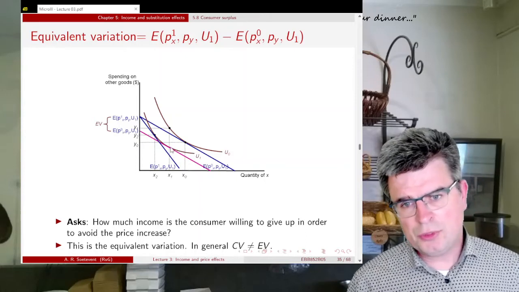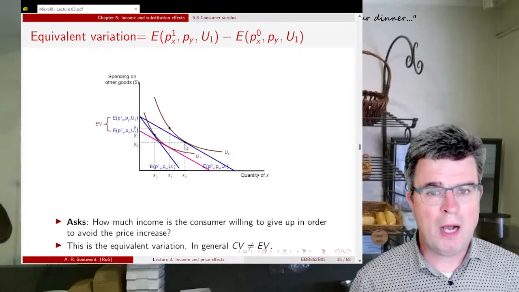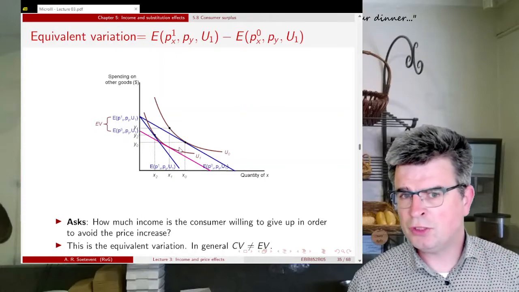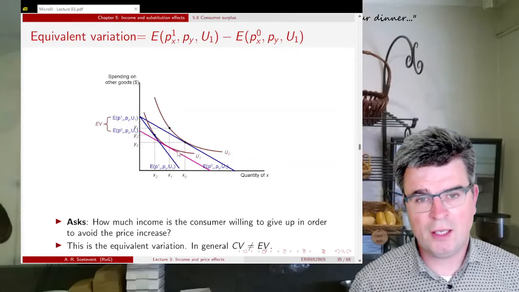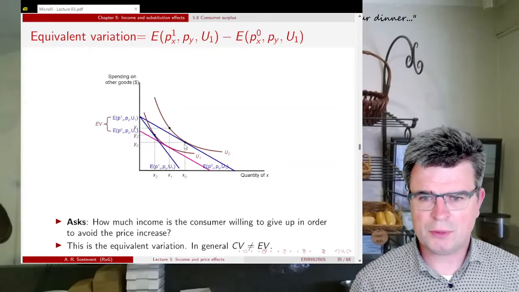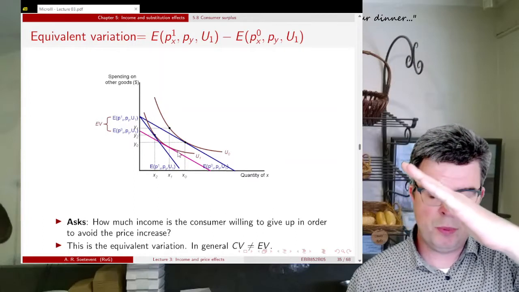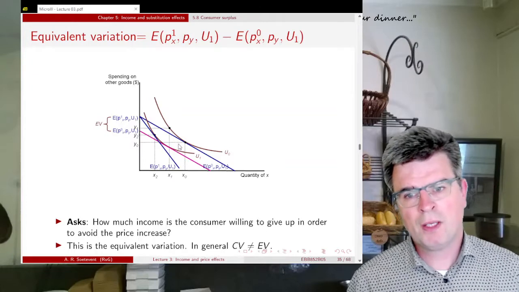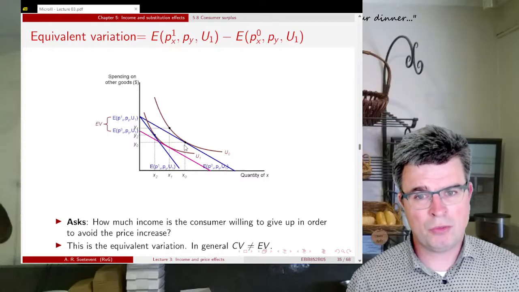He doesn't like that. He loses utility because of the price increase. And now the question is, okay, how much income do we need to take away from the consumer in order to make him just as worse off as the decrease in utility that he experiences from the price increase? So the equivalent variation says, okay, by how much income do we need to take away from the consumer? So how much do we need to shift the budget constraint inward in order to make the consumer just as worse off as with the price increase?